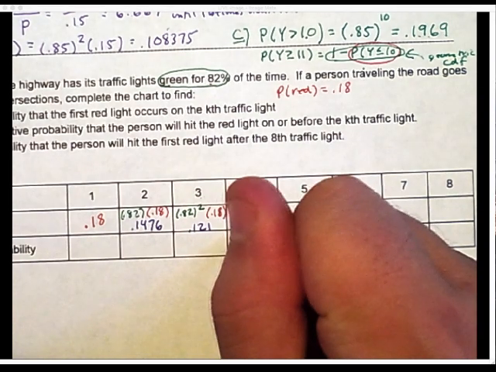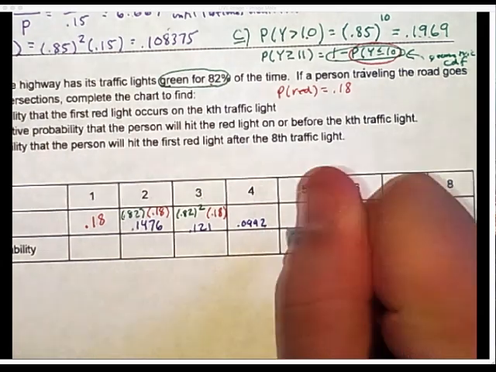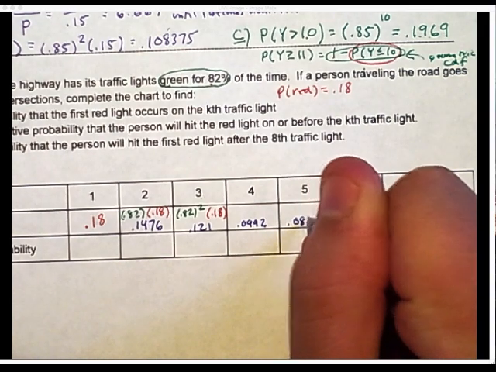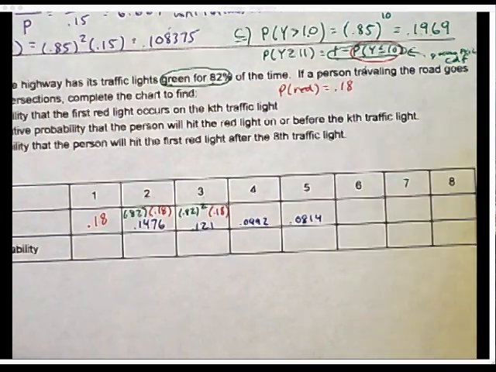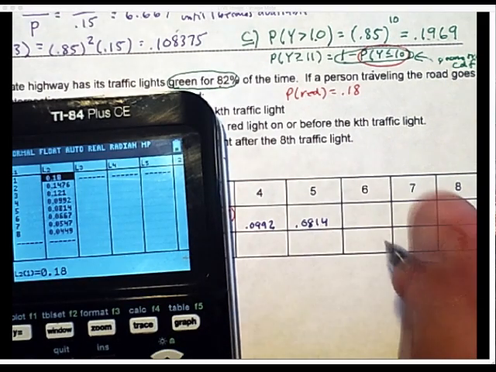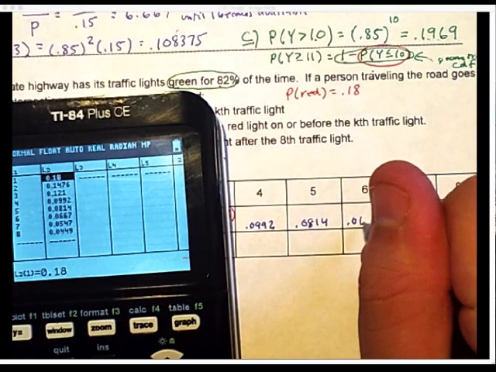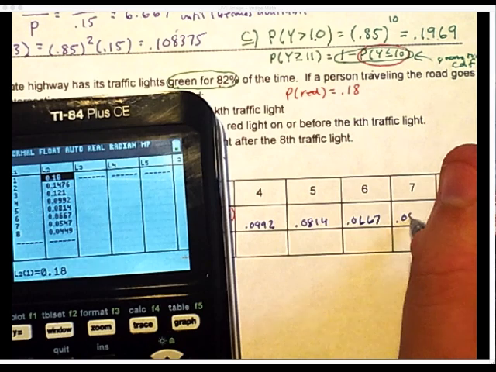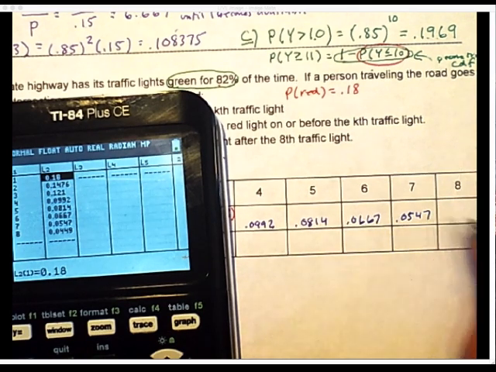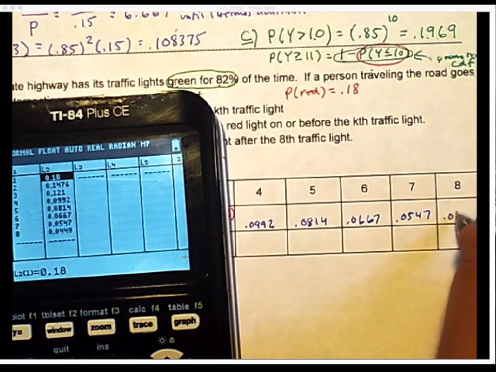And I have 0.0992, 0.0814, 0.0667, 0.0547, 0.0449.